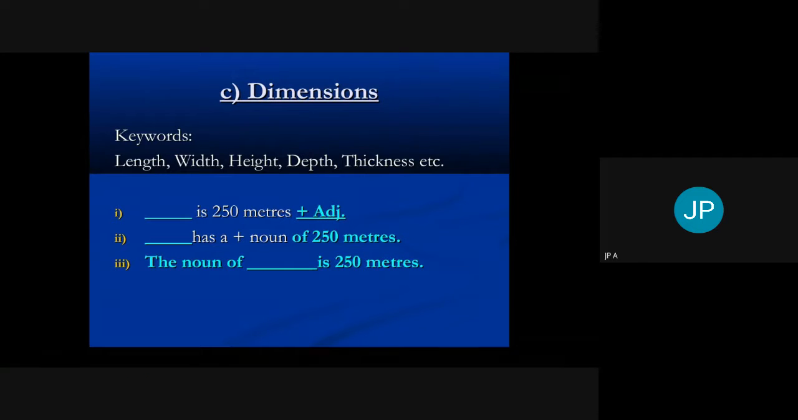So the third characteristic. So these are the characteristics that we are describing. The first characteristic that we described is material.